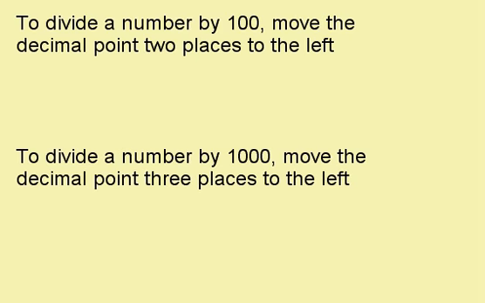When we divide by 100, because of the two zeros, we move the decimal point 2 places to the left. When we divide by 1,000, because of the 3 zeros, we move the point 3 places to the left.